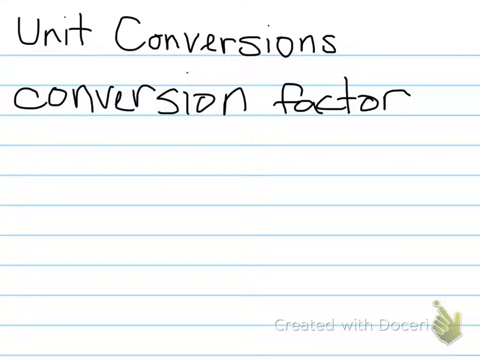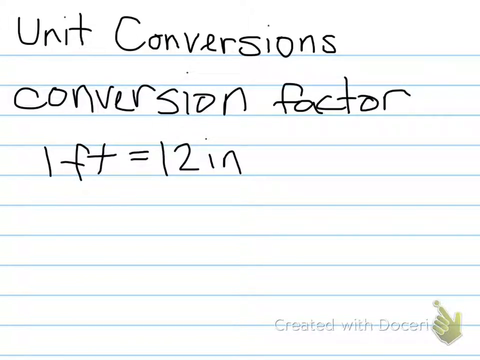In this video, I'm going to show you how to do some unit conversions. The first thing we're going to talk about is a conversion factor. This is an equality statement that allows you to convert from one unit to another. So for example, if we have 1 foot, that means we have 12 inches.